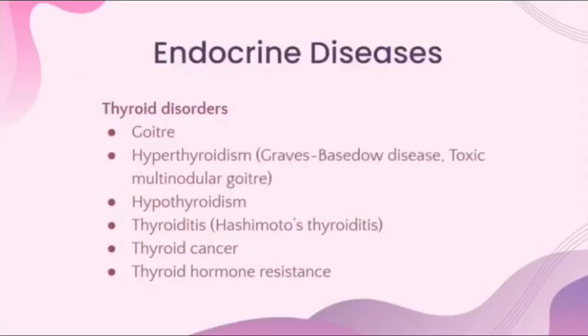For thyroid disorders, there are the diseases goiter, swelling of the neck; hyperthyroidism, also known as Graves-Basedow disease or toxic multinodular goiter, the overproduction of thyroxine; hypothyroidism, the inability to produce adequate amounts of the thyroid hormone; thyroiditis, the inflammation of the thyroid gland and underproduction of the thyroid hormone; thyroid cancer; and thyroid hormone resistance, an impaired sensitivity to the thyroid hormone, which affects every cell and all organs of the body.